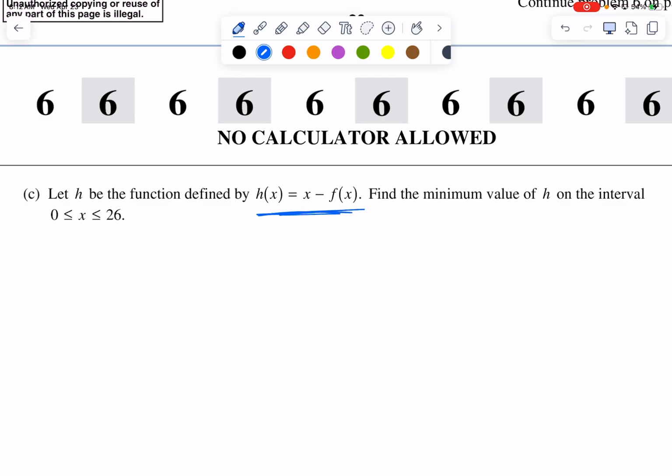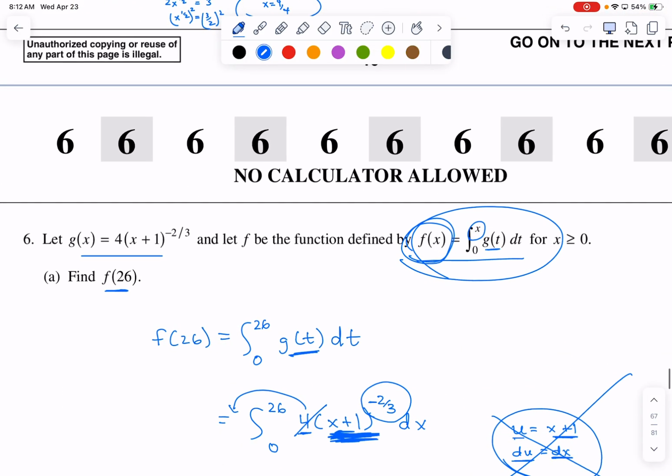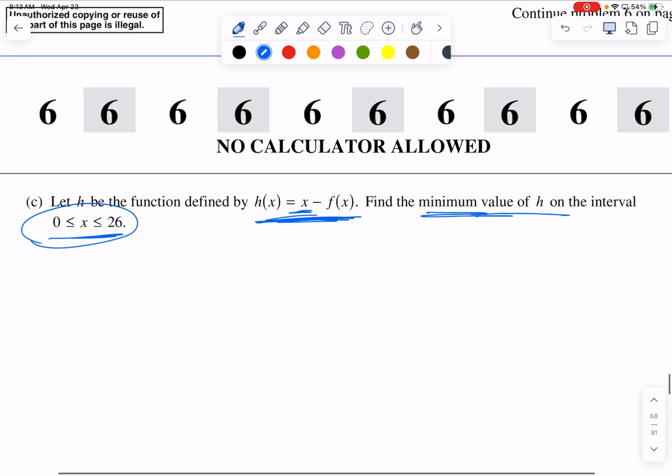All right, let h of x be defined by h of x is equal to x minus f of x. Find the min value of h on the interval. There's another EVT problem, and the only requirement is that it's continuous. They already told us in the directions that f of x was a continuous function, and we know that because it's an integral, and you can only do integrals of continuous functions, because you can't have any leaky area. So we need to check endpoints and what?